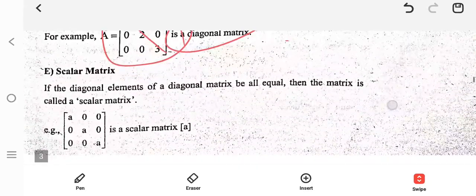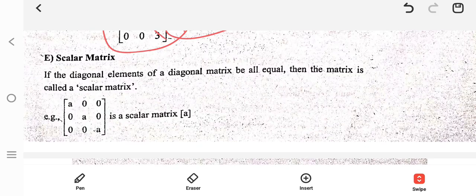And the scalar matrix. So if the diagonal elements of a diagonal matrix are all equal, then the matrix is called a scalar matrix. So here all the diagonal elements are equal. Okay, so this is a scalar matrix.